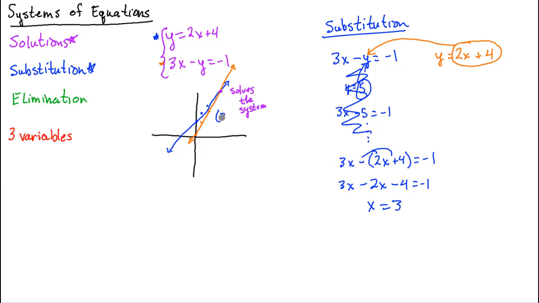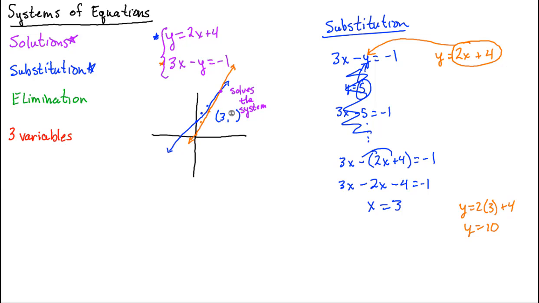What this tells us is that when we put these two lines together, the point that solves the system has an x of 3. And let's see, how do we get what the other coordinate is? If we're on the orange line, 3 gets stuck in for x, and we get y equals 2 times 3 plus 4. y equals, what is that? 6 plus 4 is 10.